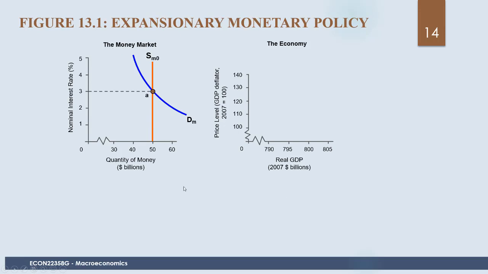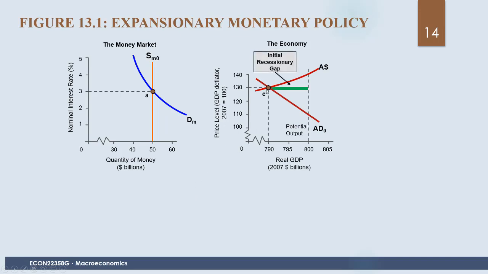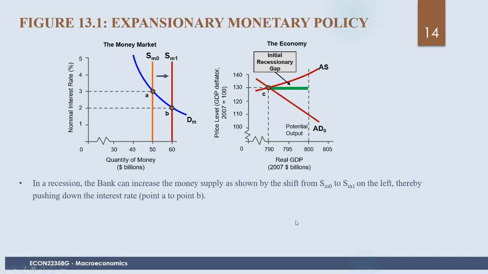Okay, so we're in equilibrium, and let's suppose our economy is in a recession, so we have a recessionary gap. We want to be at 800, but we're at 790. The Bank of Canada could increase the money supply, and we would represent that with a shift to the right. So the money supply curve is just a vertical line. It's going to shift over to the right. In order for this market to clear, the interest rate needs to fall. And so interest rates are pushed down from point A to point B.